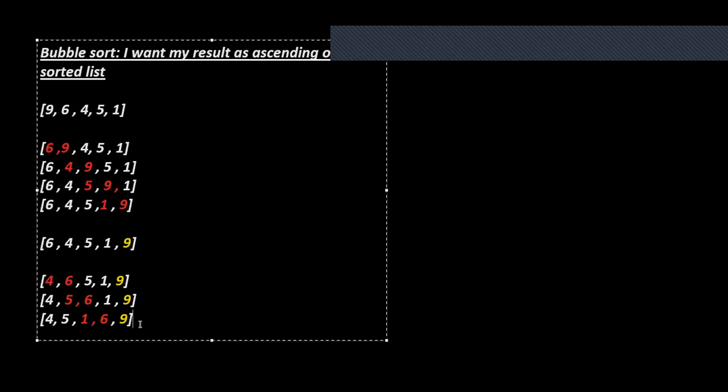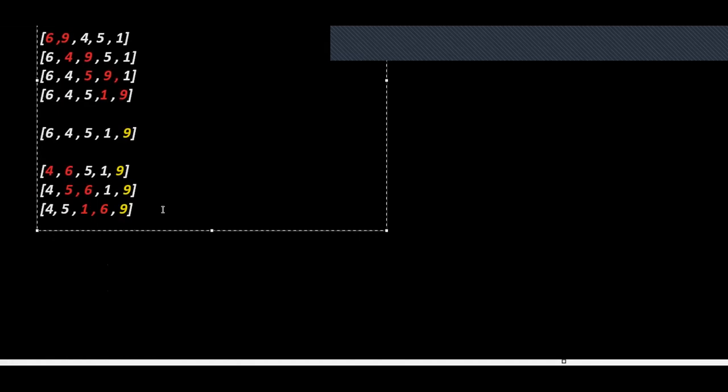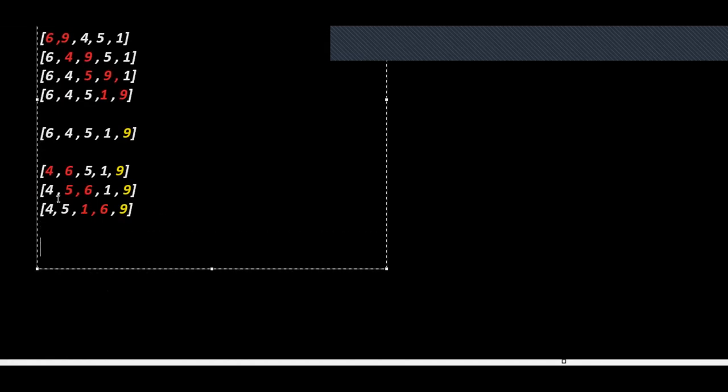In the second pass, what happens? My second largest got sorted. If I perform the same thing again, what happens is my third largest element reaches here.